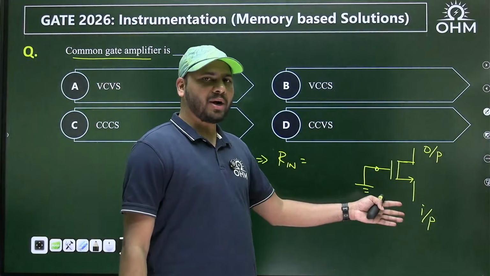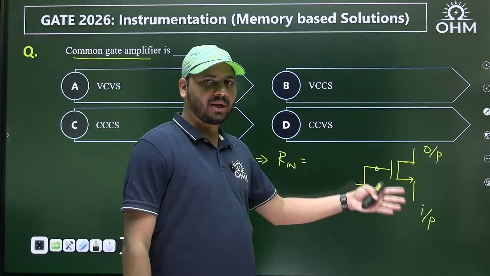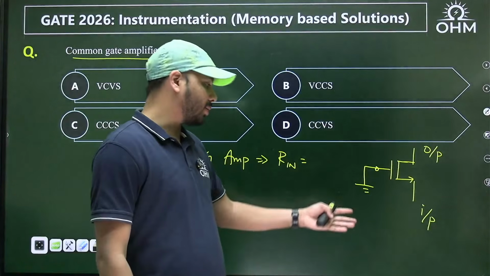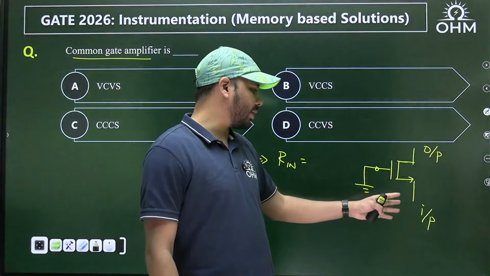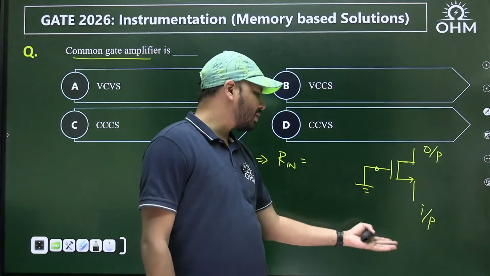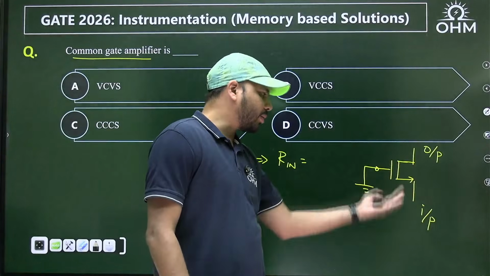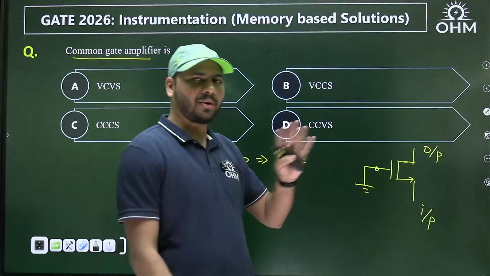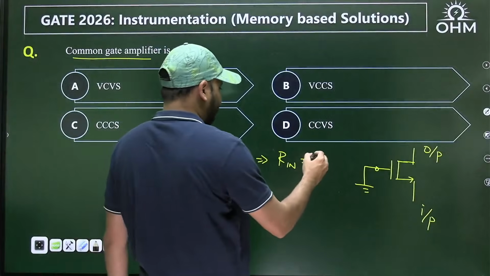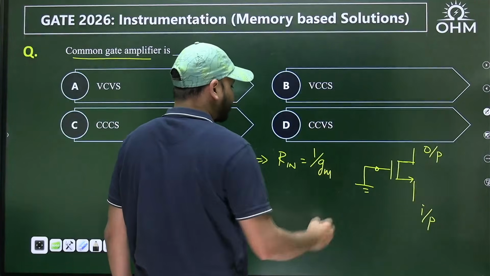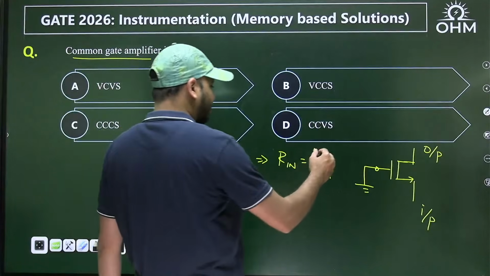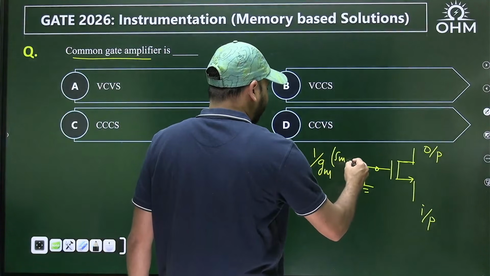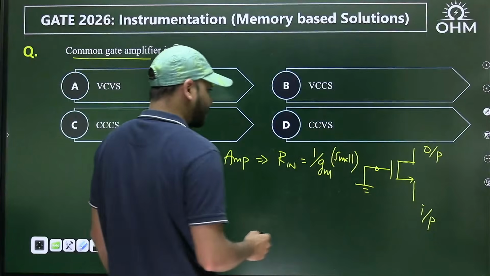So the input resistance is the equivalent resistance seen looking into the source. I meant to say input is applied at source, not gate. Because input is applied at source, to find input resistance, you should look into the source. Generally, when you look into the source, the equivalent resistance that you see is 1 by Gm. And 1 by Gm is a very small value of resistance.